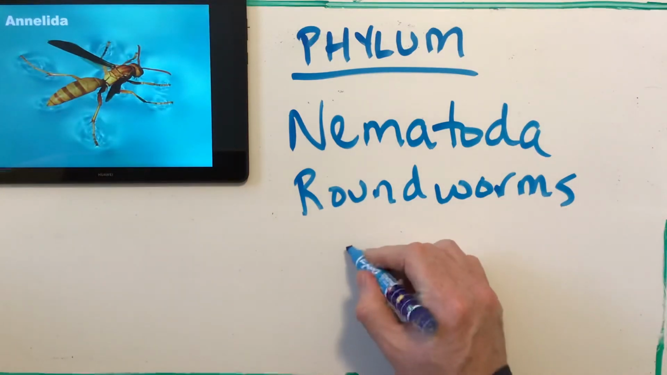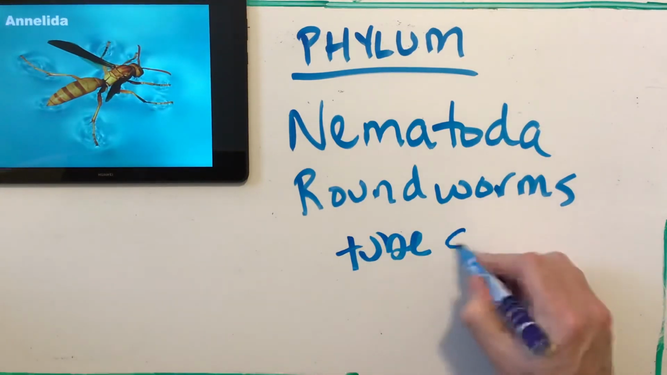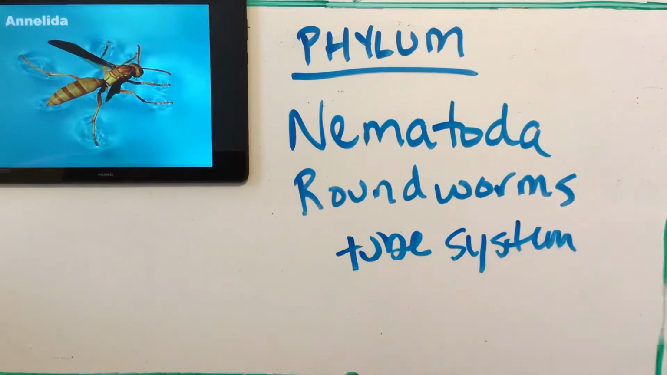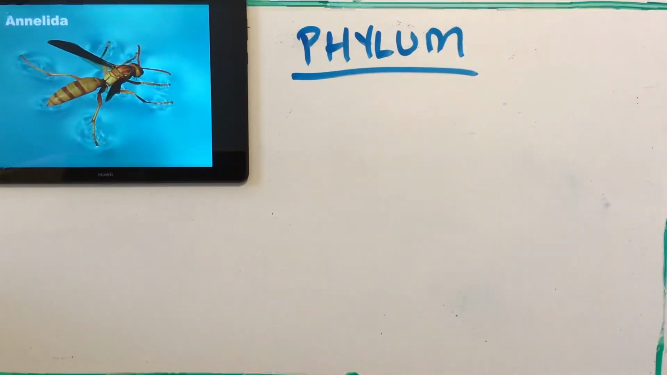Again, roundworms, they have the tube that goes through them, right? A tube system for digestion. All right. Our next phylum, Annelids.